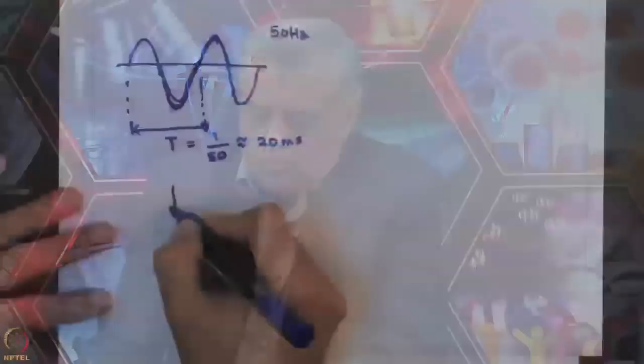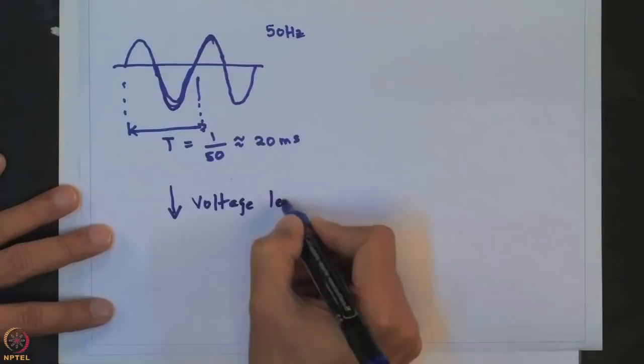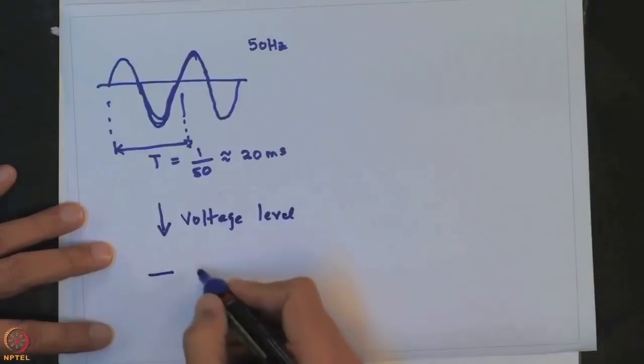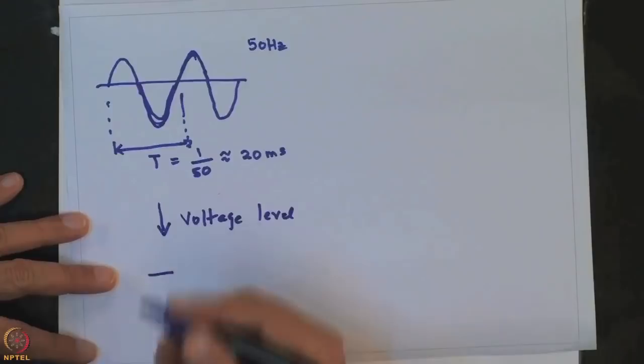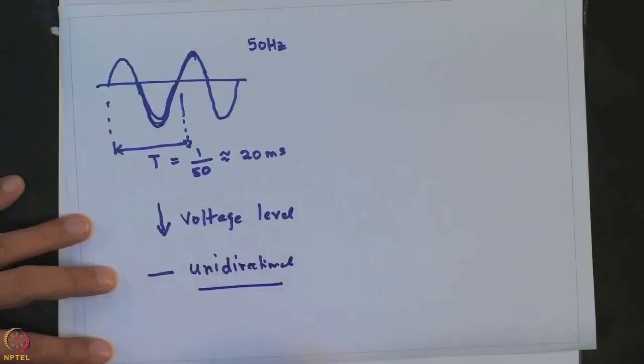So there are two things we need to do. First of all, we need to reduce the voltage level. And the second thing is, we want to make the excursions of the voltage, which are currently both positive and negative in the AC, unidirectional or unipolar. These are the two things we want to do.